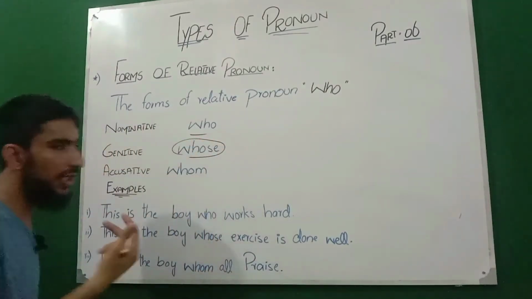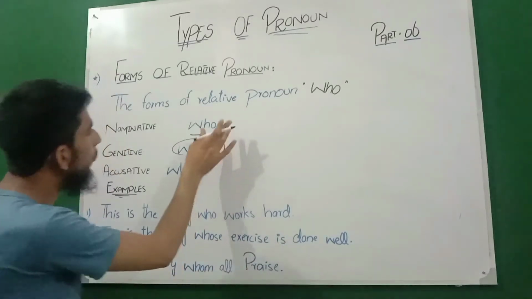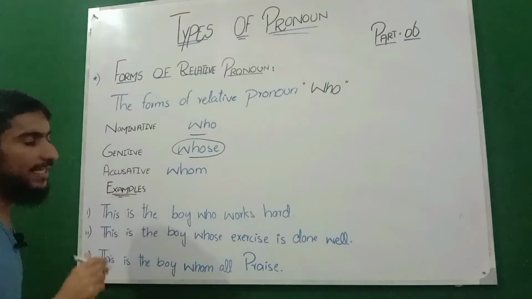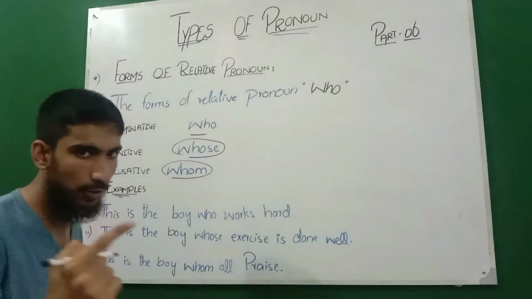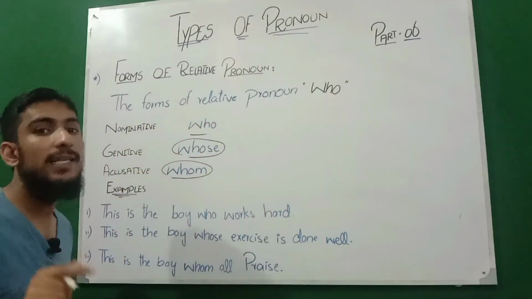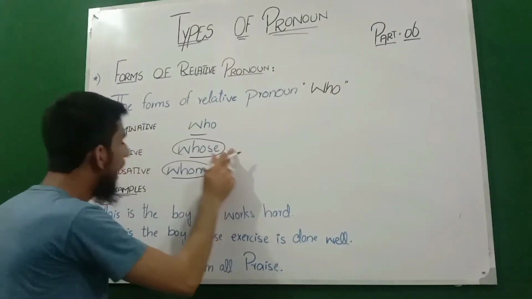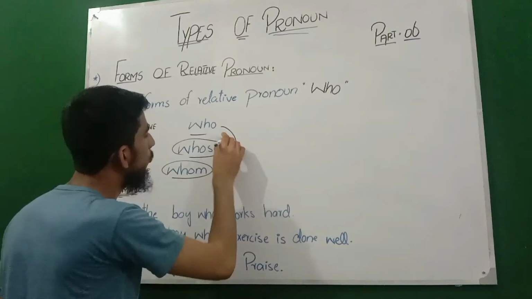The genitive case is the possessive case, which shows possession. So the possessive case of who is whose, and the accusative case of who is whom, and the accusative case is an objective case. So who itself is the nominative case, which is the subjective case, its possessive or genitive case is whose, and its accusative or objective case is whom.